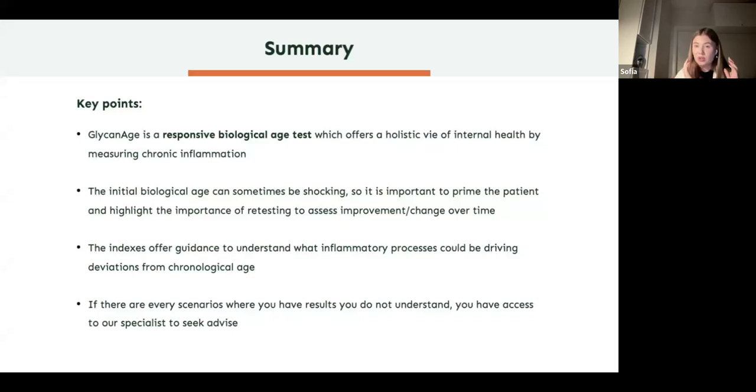What you can do is go onto your partner dashboard, and on the top right corner, you have a button where you can book a call with one of our specialists. You can send them any information about the client that you have. You can send them the report, and they will help you understand what is going on with this patient and how you can help them.